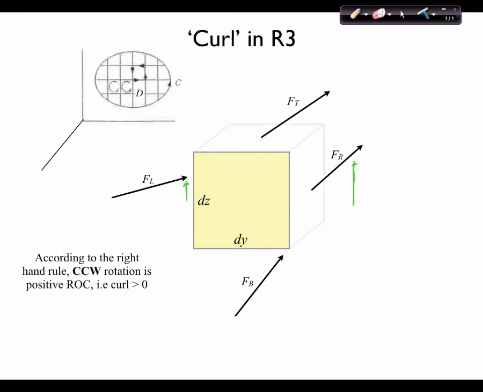Okay, but we have curl in R3, so that was R2. In R3, we've got three different components. I just showed you one component, by showing you the R2 version of curl, one of the three components of curl in R3. So you imagine now... does it show up? It's really light.